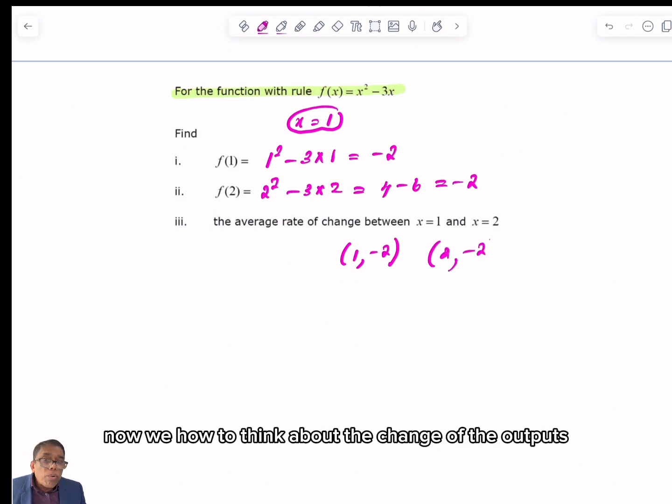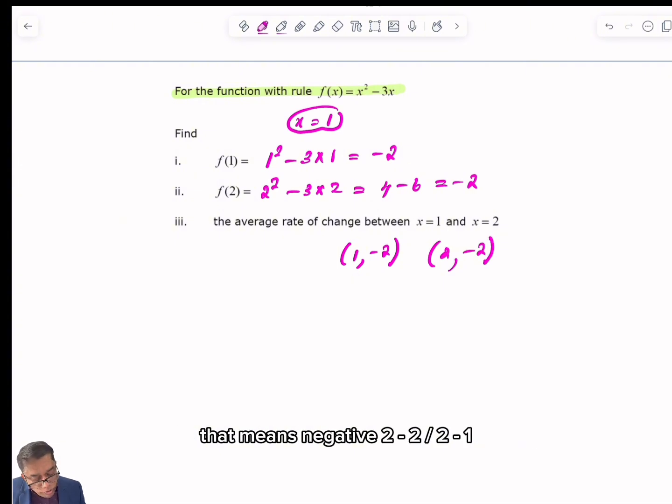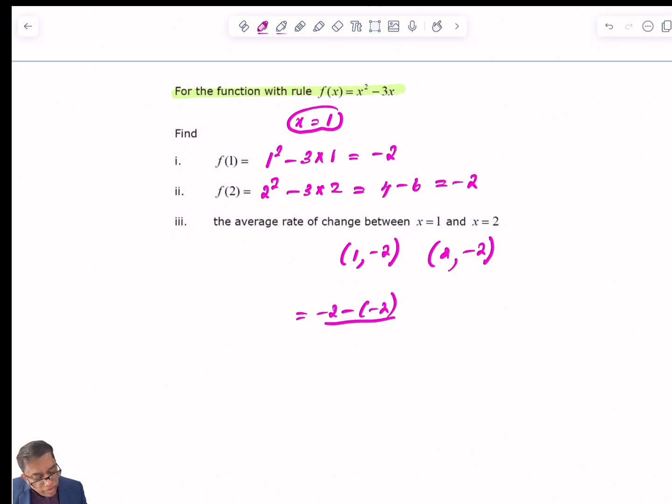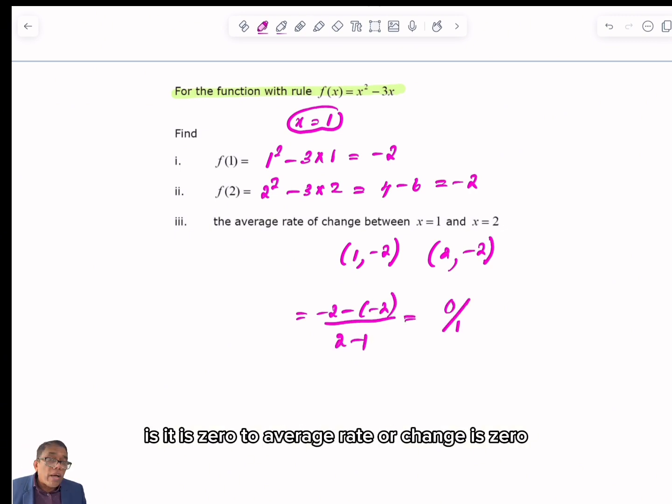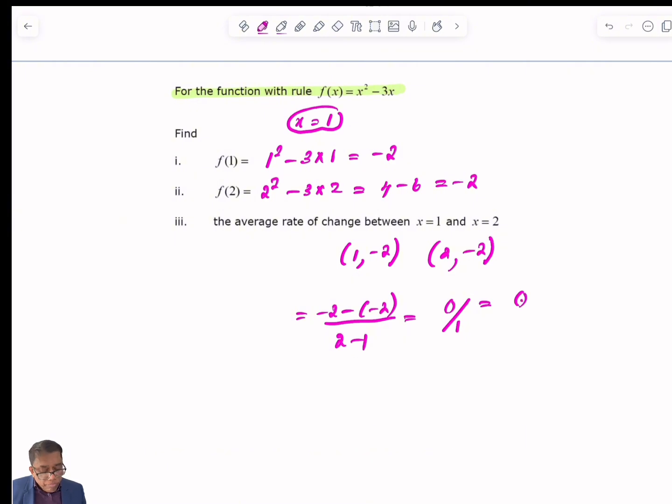Now, we have to think about the change of the outputs. That means negative 2 minus negative 2 divided by 2 minus 1. 0 divided by 1 is 0. The average rate of change is 0. Let's go to the next example.